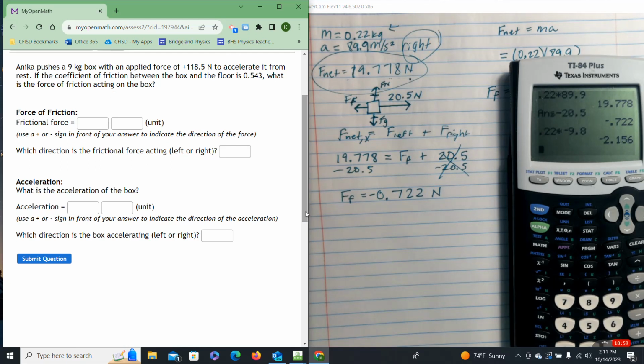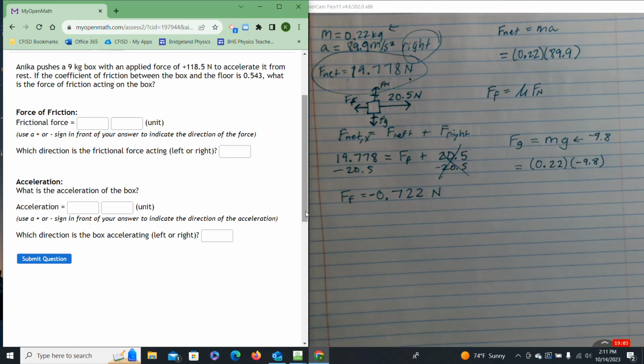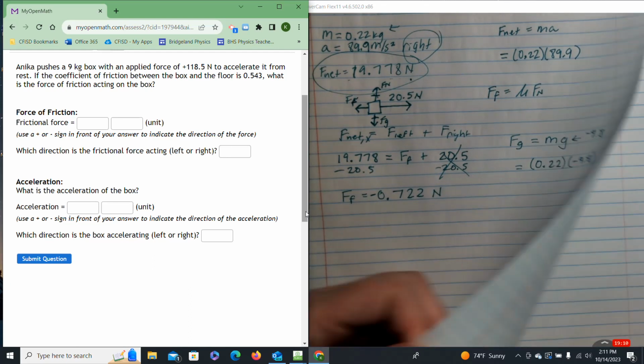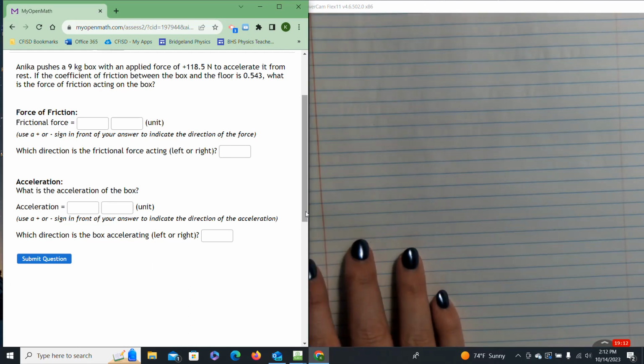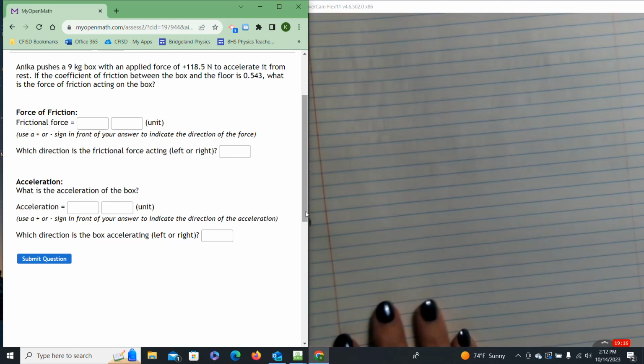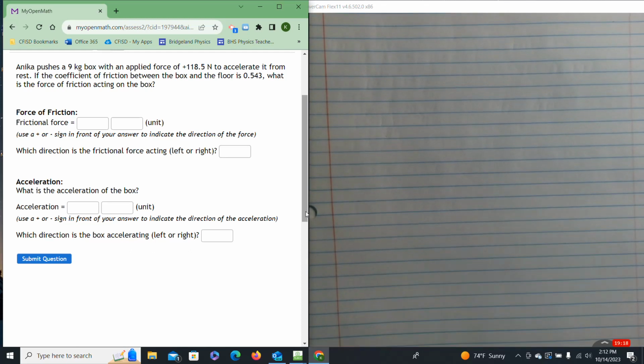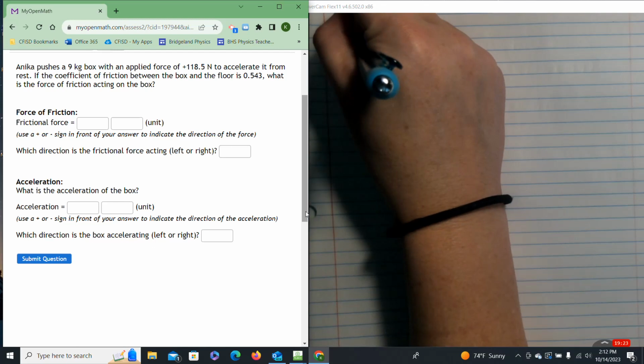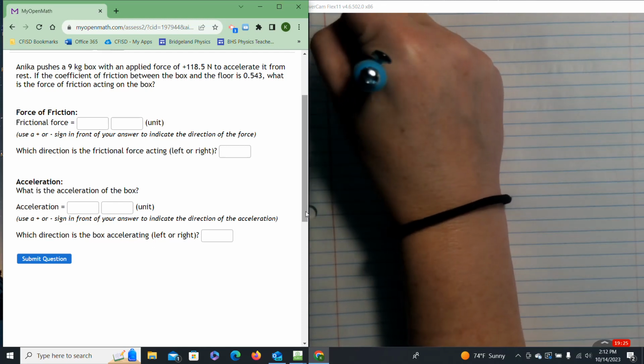Anika pushes a 7 kilogram box with an applied force of positive 118.5 newtons to accelerate it from rest. If the coefficient of friction between the box and the floor is 0.543, what is the force of friction acting on the box? All right, so we know that we have some different forces acting on the box. Let's go ahead and start with our free body diagram.